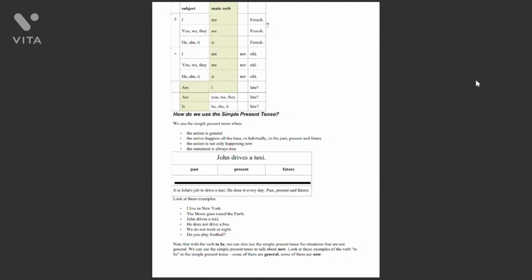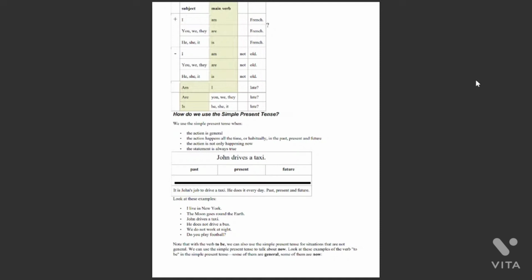So how do we use the simple present tense? We use it when the action is general, when the action happens all the time or habitually, in the past, present or future. The action is not only happening now; the statement is always true. So these are the points: the action might be general, it happens all the time, and the statement is always true.